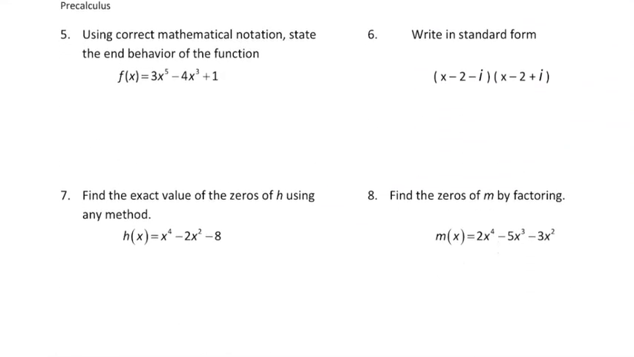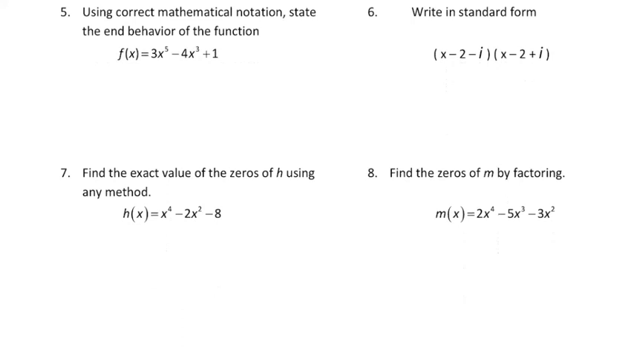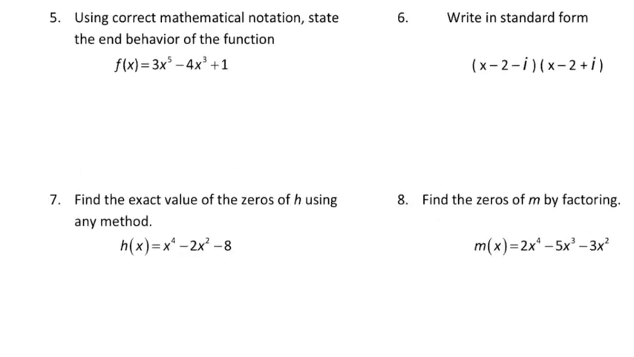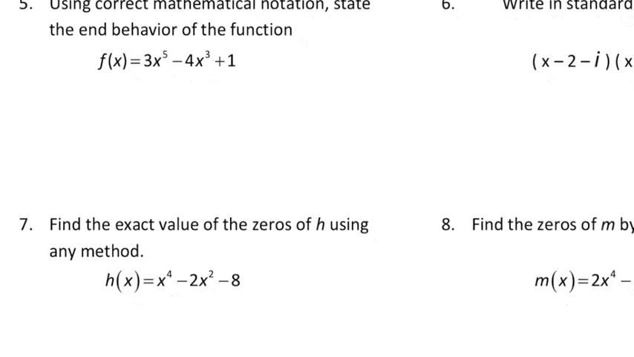So let's keep going. Okay, this says use correct mathematical notation, state the end behavior of the function. So I look at this function, I see the highest power is 5. Remember, this is in standard form, so the degree of the function is just the highest power. Don't add those powers up because you're not in factored form. You're in standard form. This is the number you need. The other thing you need to see is what's the coefficient here.